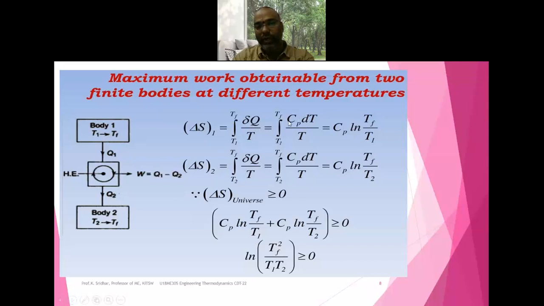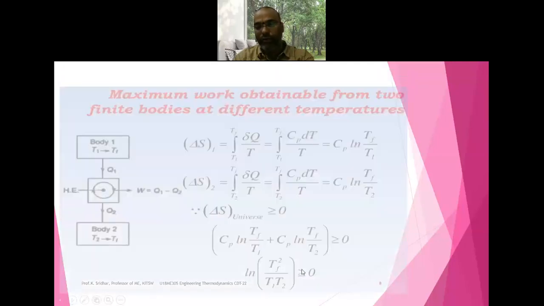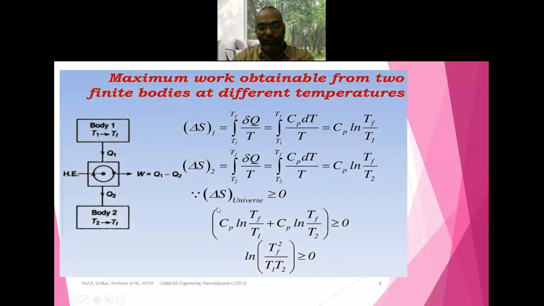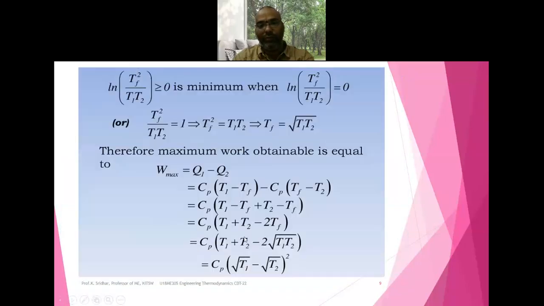So per unit mass we are writing Cp delta T by T. So Cp log Tf by T1, because T1 is the initial temperature and Tf is the final temperature. Similarly, you write down the entropy for body 2 from delta Q by T, but here the initial temperature is T2 and the final temperature is Tf. So from this we have log Tf squared by T1 T2 is greater than or equal to 0.